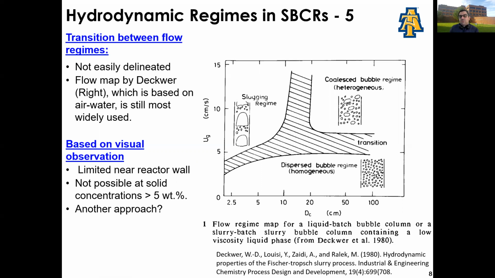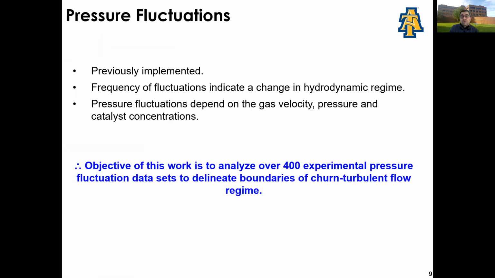So really, we need another approach. We need to find another way besides this visual approach, looking through reactor windows, to delineate the demarcations between the regimes. The approach proposed in this work is to look at the pressure fluctuations. This approach has been previously implemented. Previous co-workers looked at pressure fluctuations, others looked at gamma fluctuations or other signals. Usually the frequency of fluctuations will indicate a change in hydrodynamic regime. At certain regimes, we have different frequencies of the fluctuations, and as the regime transitions, we see this change.